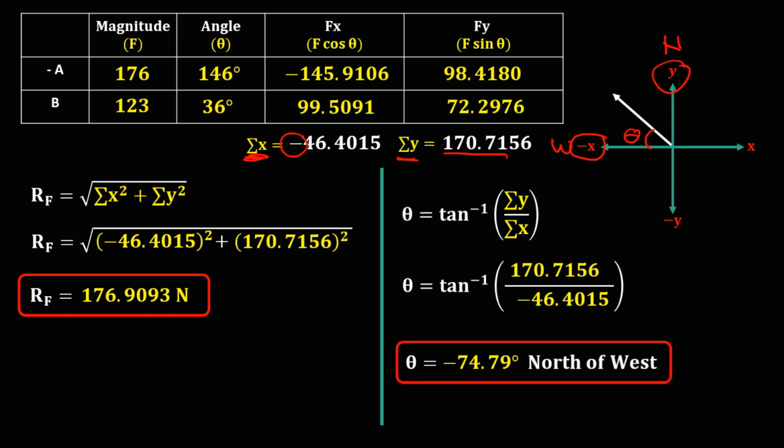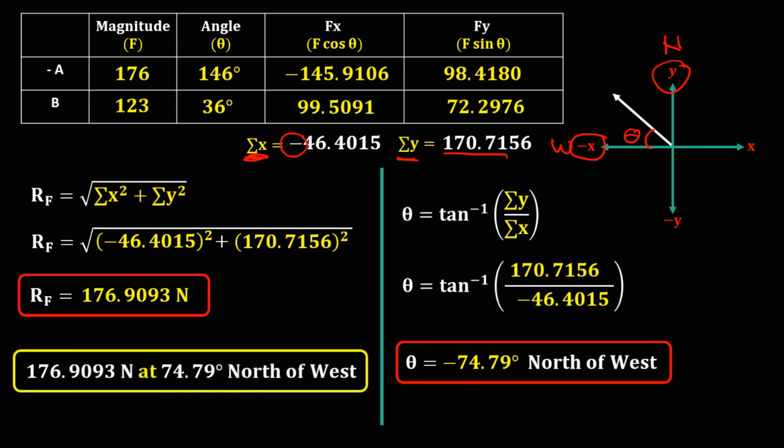Then for the final answer, that's 176.9093 Newton at 74.79 degrees north of west.